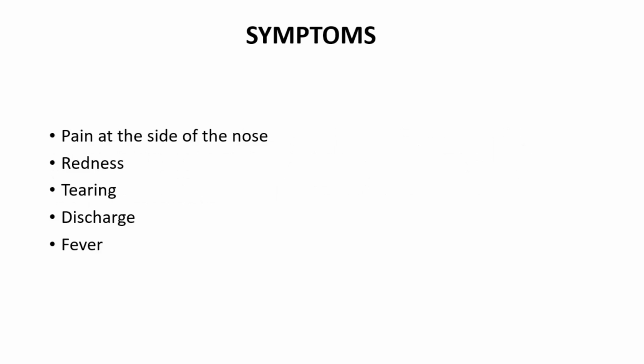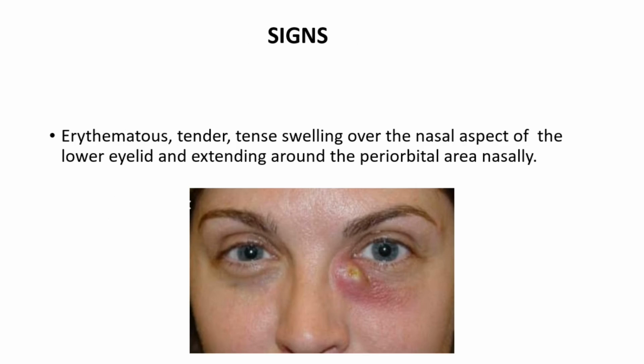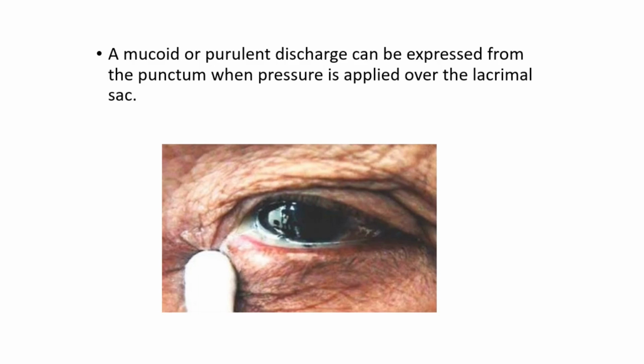Symptoms: pain at the side of the nose, redness, tearing, discharge, fever. Signs: erythematous, tender, tense swelling over the nasal aspect of the lower eyelid and extending around the periorbital area nasally. A mucoid or purulent discharge can be expressed from the punctum when pressure is applied over the lacrimal sac.